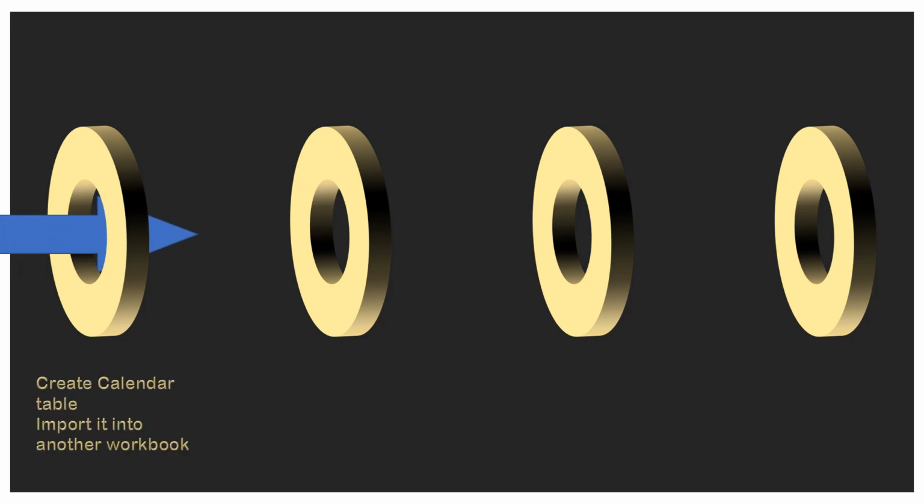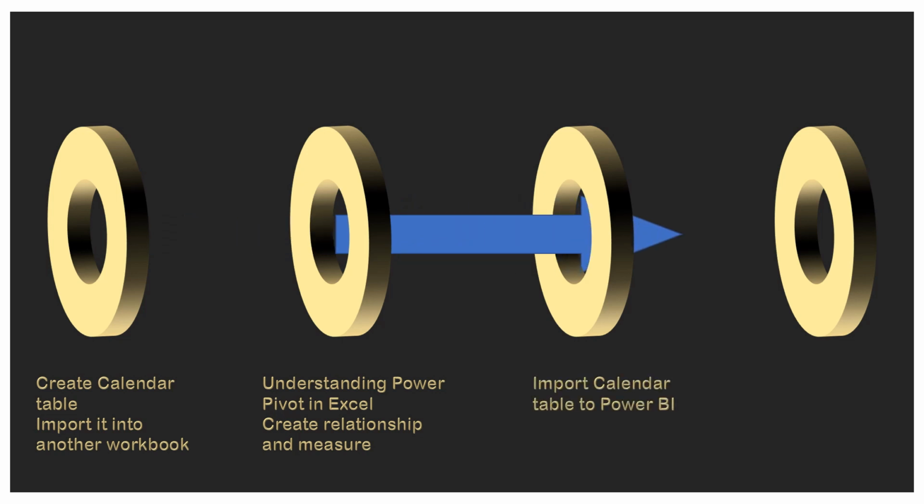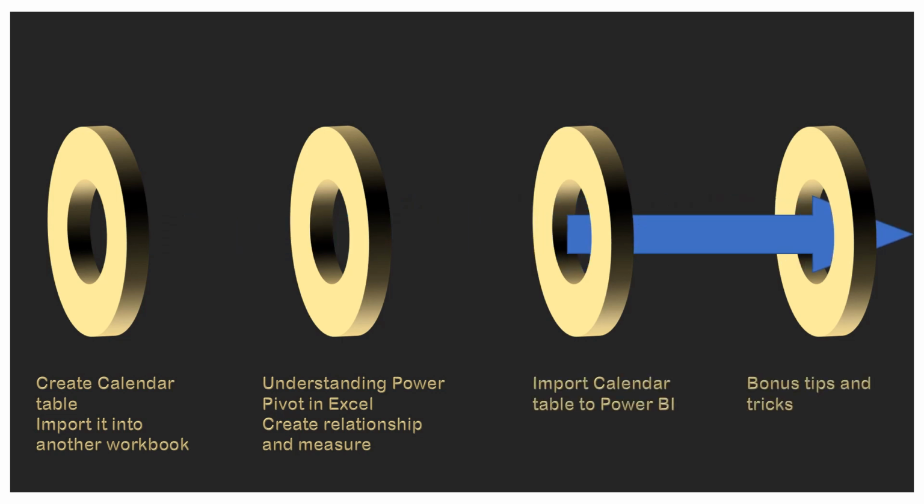In this comprehensive tutorial, we will discuss the following points. We will create a calendar based on our requirements, save it as a template, and import it to other workbooks for reporting purposes. Understand the basics of Power Pivot in Excel. Create a relationship between our custom calendar and a fact table. Then create a measure using this relationship. Import the calendar table into Power BI. Finally, some bonus tips and tricks to keep you ahead in the game. Let's dive in and create the calendar table first.